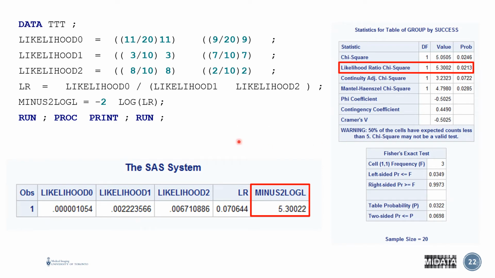So this looks very familiar because we've already done it. We're just repeating it again. Remember, we calculated by hand the -2 log likelihood ratio using our 2x2 table, and it was given to us in SAS under the likelihood ratio chi-square.